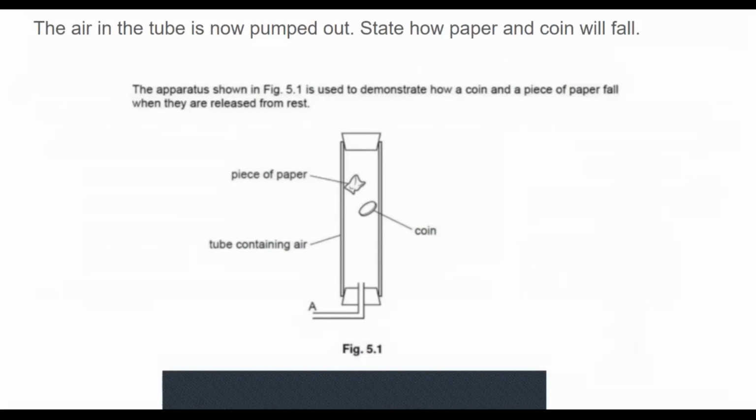The apparatus shown below is used to demonstrate how a coin and a piece of paper fall when they are released from rest. So what happens is, because the air would be pumped out, air resistance would not be present and acting on either object. So it would be observed that the piece of paper and the coin will fall at the same velocity and time, in comparison to when air resistance was present, where the coin falls first and faster than the paper.